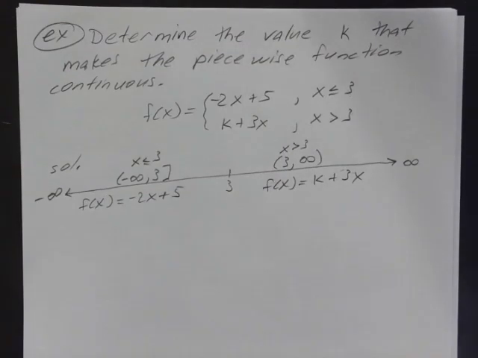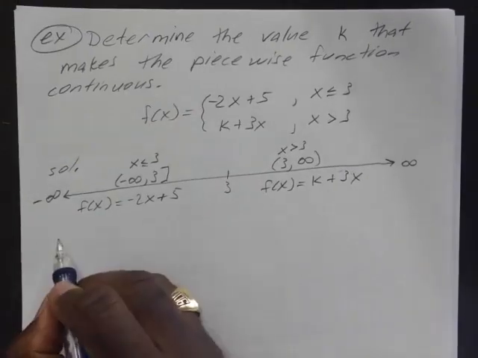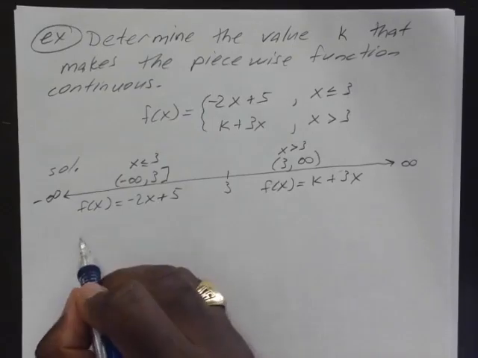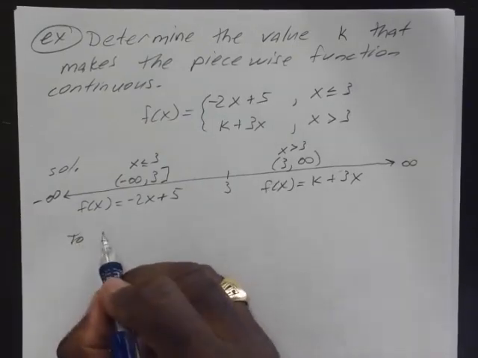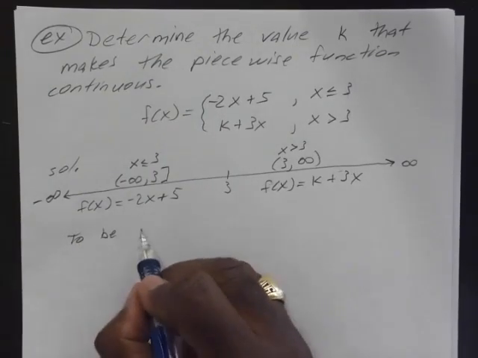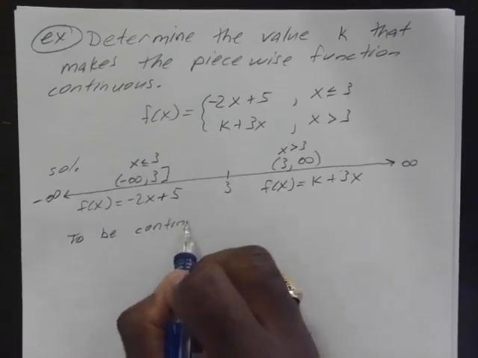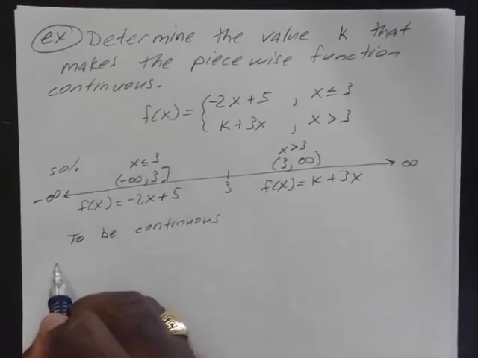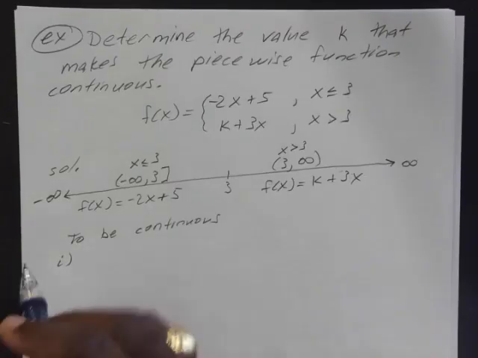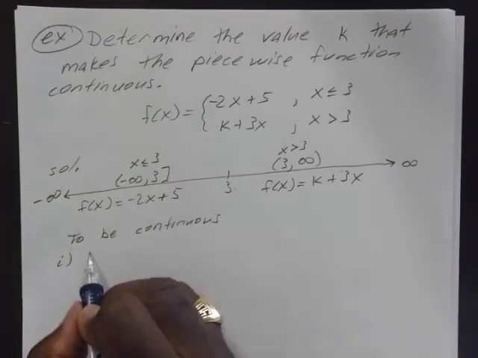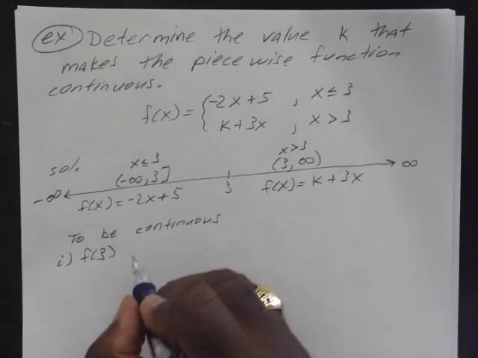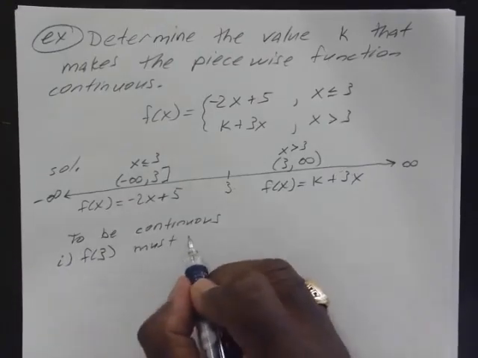Now, this is more of a question to see if you understand the concepts of continuity. And it all revolves around knowing the conditions. So to be continuous, the first one is that f of 3 in this case, f of 3 must be defined.